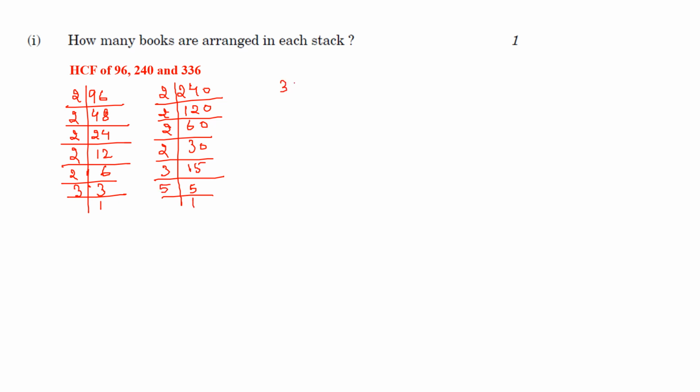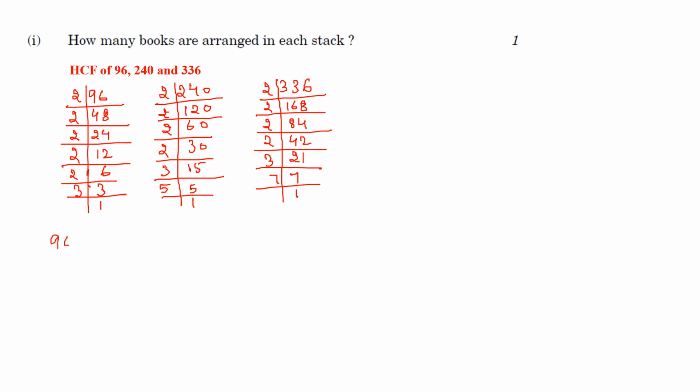Now next is 336. So again we have to start with 2 table. So 2 times 168, then 2 times 84, 2 times 42, 2 times 21, 3 times 7, and 7 times 1. So the factorization is done now.